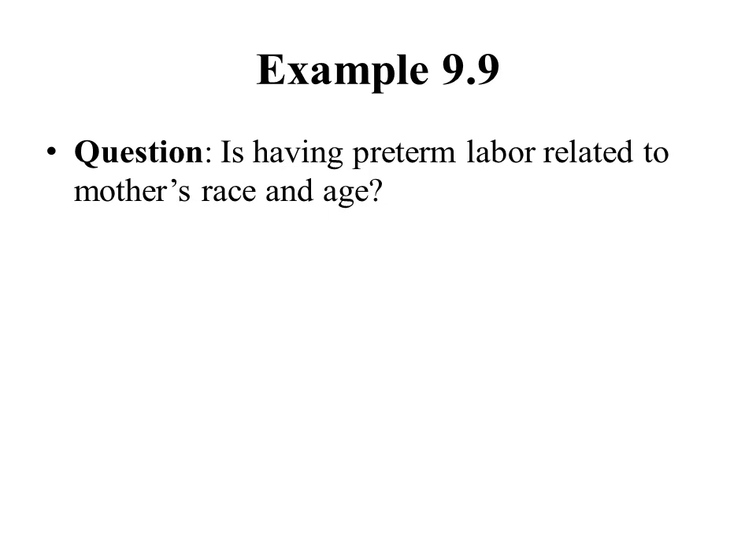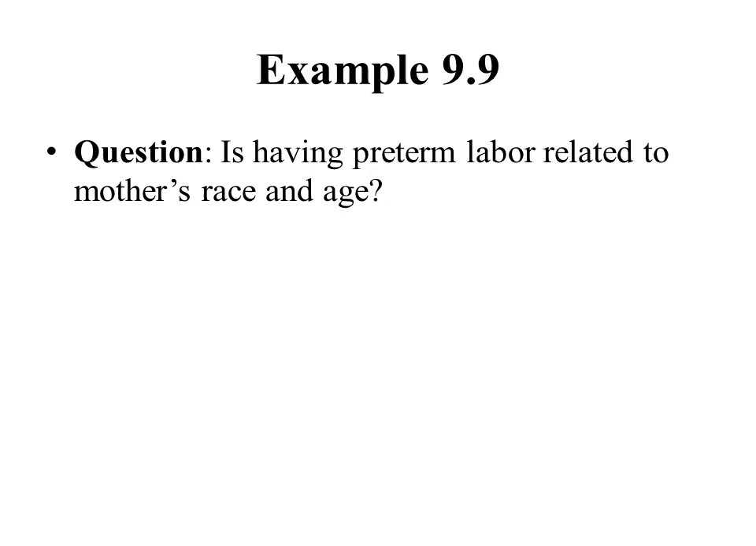Now, as our last example, we're going to look at example 9.9 from the textbook. A little different scenario here. The question here is, is having preterm labor related to mother's race and age? And so our outcome variable, or response variable, is having preterm labor. Now each mother either has preterm labor or they don't. So that variable is dichotomous, and that means logistic regression would be an appropriate tool for analyzing our data.